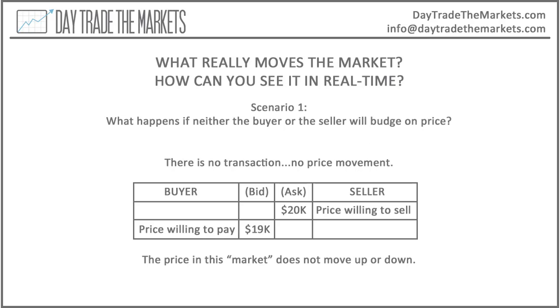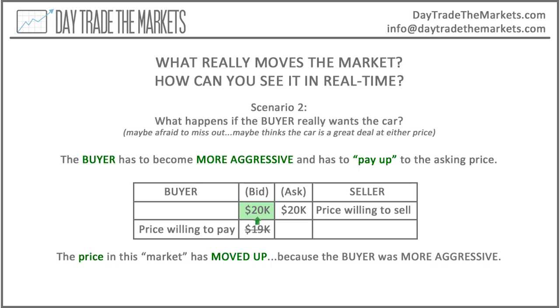Okay, so let's talk about scenario one. What happens in this illustration if neither the buyer nor the seller is willing to budge on price? The buyer's not willing to come up, and the seller's not willing to come down. Well, in this case, there's no transaction. Both parties are passive. There's no price movement. If we think about this one car on this one day as a de facto market, in this case, there's no transaction. The market price does not move because neither buyer nor seller was willing to be aggressive.